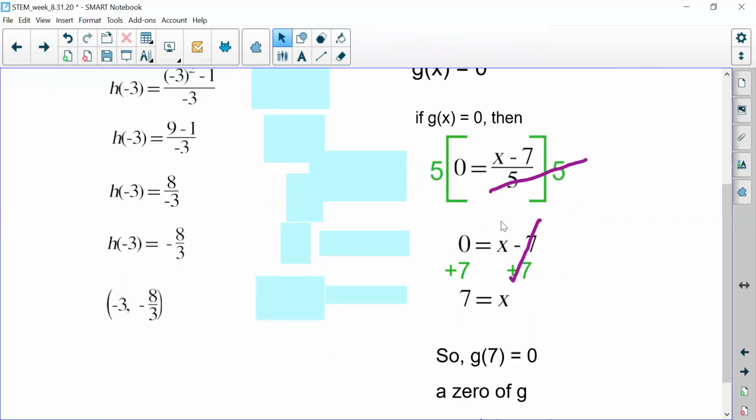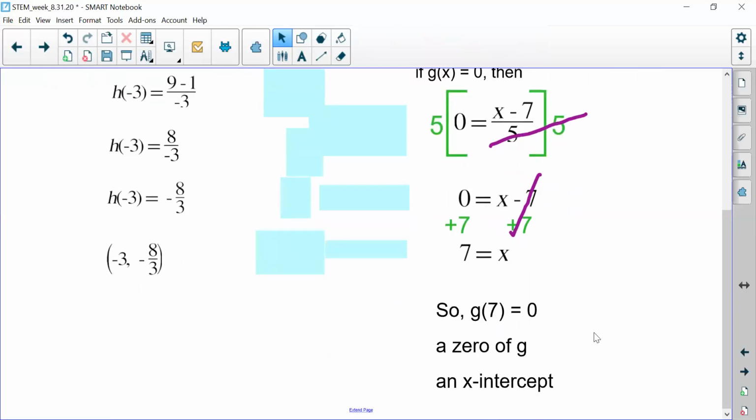So what x value makes g equal 0? 7. G of 7 will get you to 0. And getting to 0 is a big deal. You will see that the rest of the year. You probably already know that already.